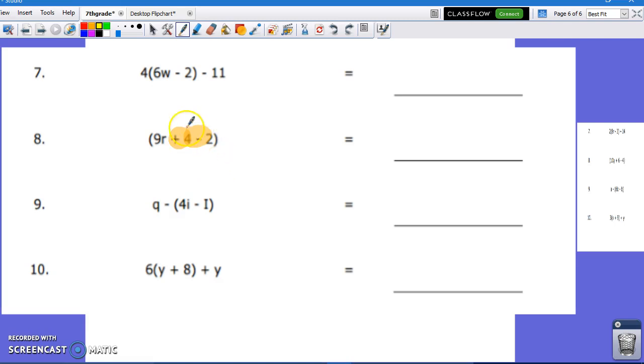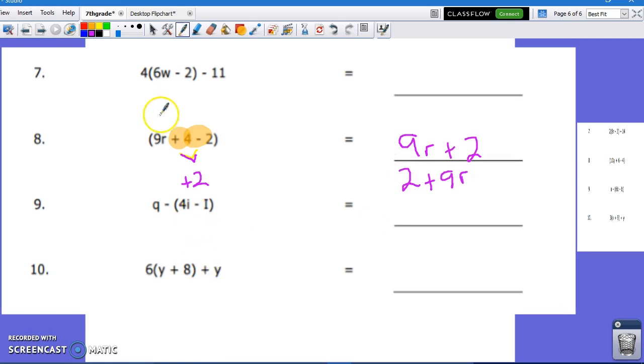So if we subtract and keep the sign of the higher number, we know that this part is going to equal a positive 2. Positive 4 and negative 2: we have positive, negative, subtract, keep the sign of the higher digit. So in this case it's positive 2. I have nothing to combine this 9r with, so I would bring it right back down. So my answer would be 9r plus 2, or 2 plus 9r.